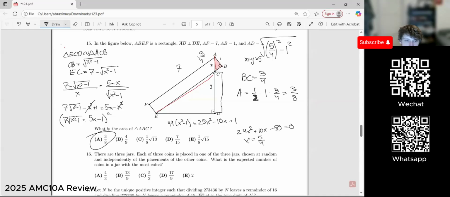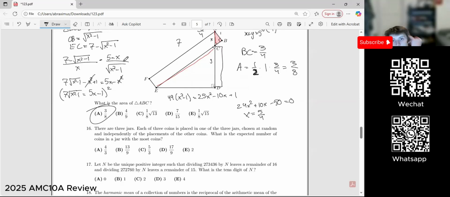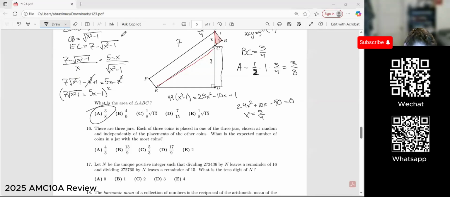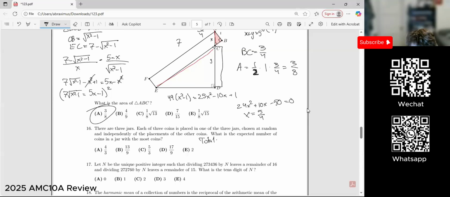All right. So there are 3 jars, each of 3 coins. Oh, I already read this. So let's assume that we can tell the difference between all the jars and all the coins. It's just going to make our life easier. So the total number of placements is equal to 27. Now, how many ways can we have most be 1?